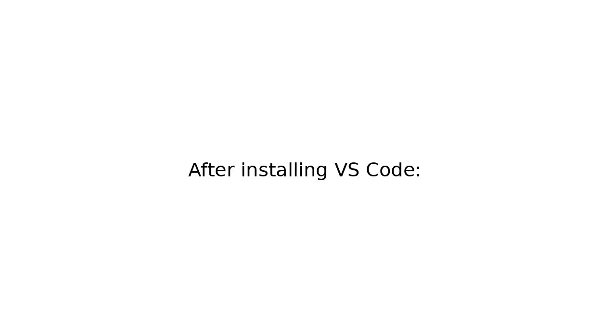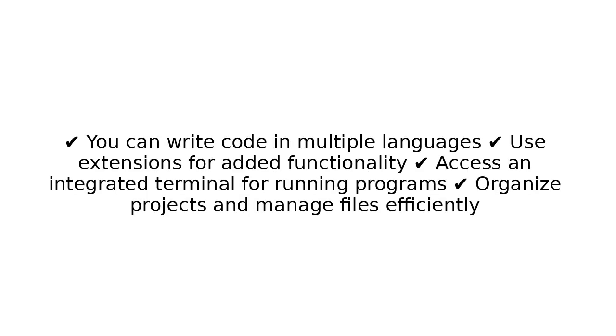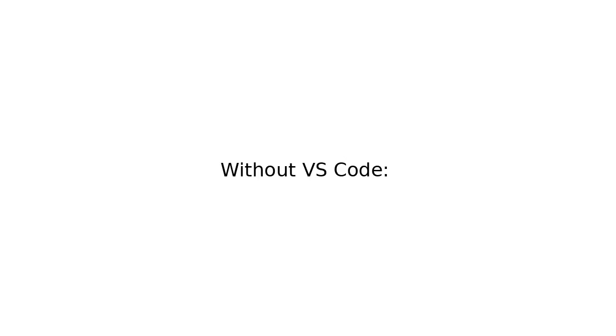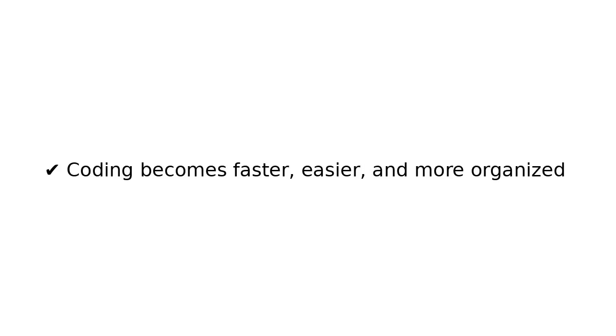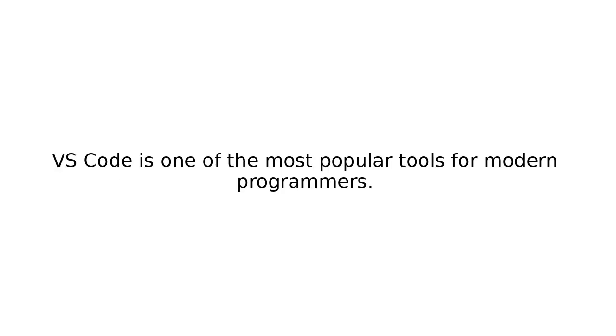Final summary. After installing VS Code, checkmark: you can write code in multiple languages. Checkmark: use extensions for added functionality. Checkmark: access an integrated terminal for running programs. Checkmark: organize projects and manage files efficiently. Without VS Code, crossmark: writing and managing large projects is hard. With VS Code, checkmark: coding becomes faster, easier, and more organized. VS Code is one of the most popular tools for modern programmers.